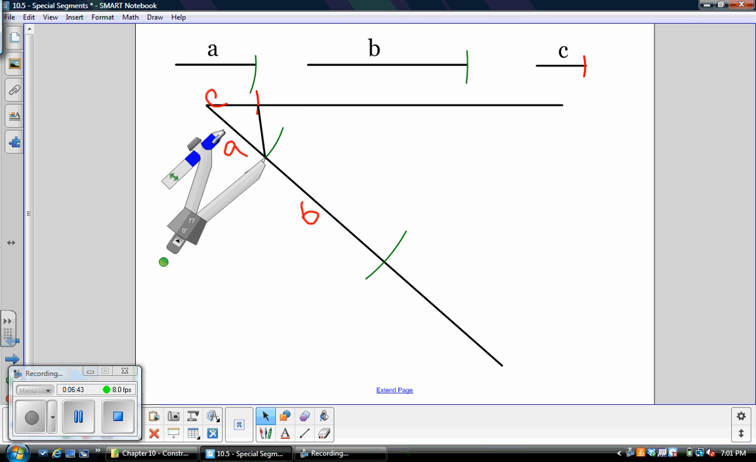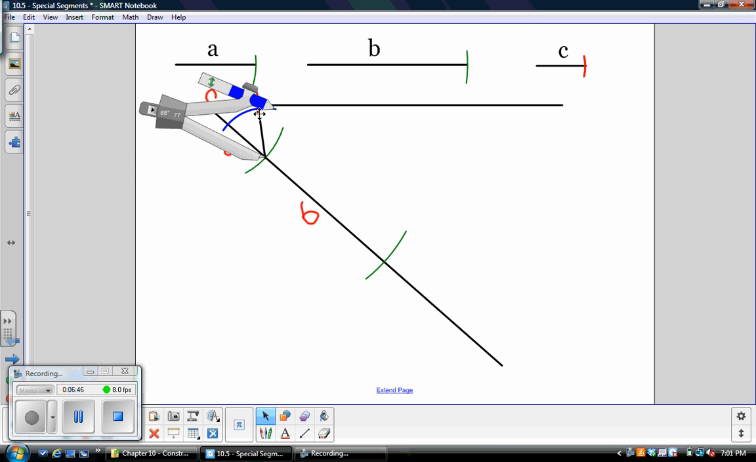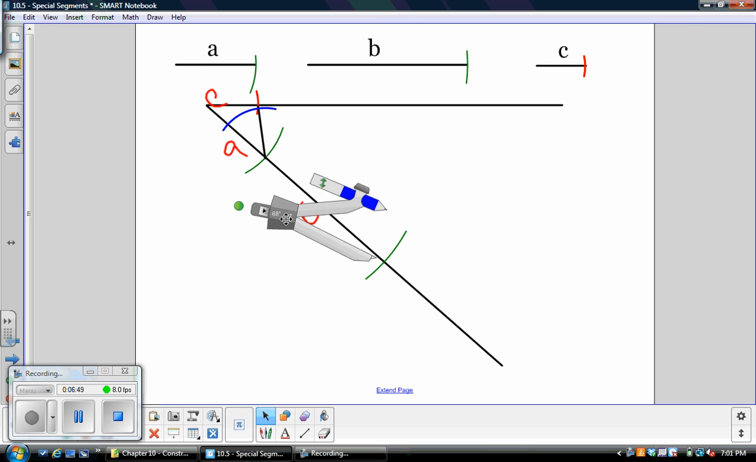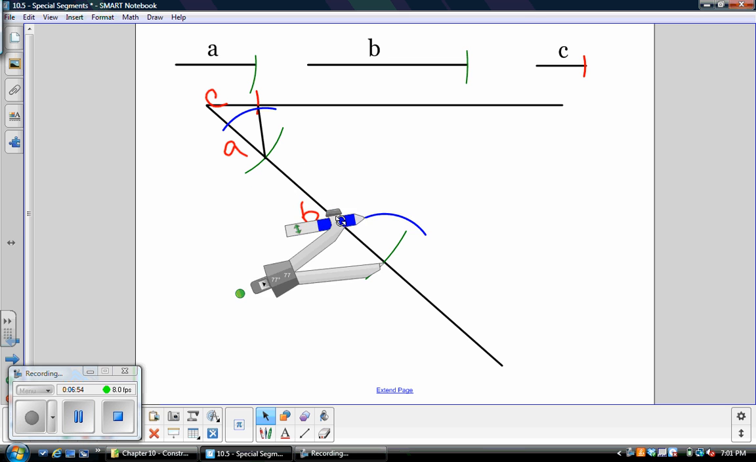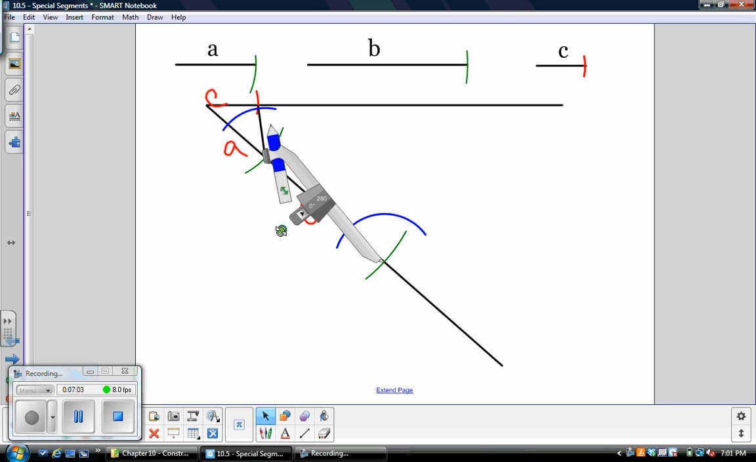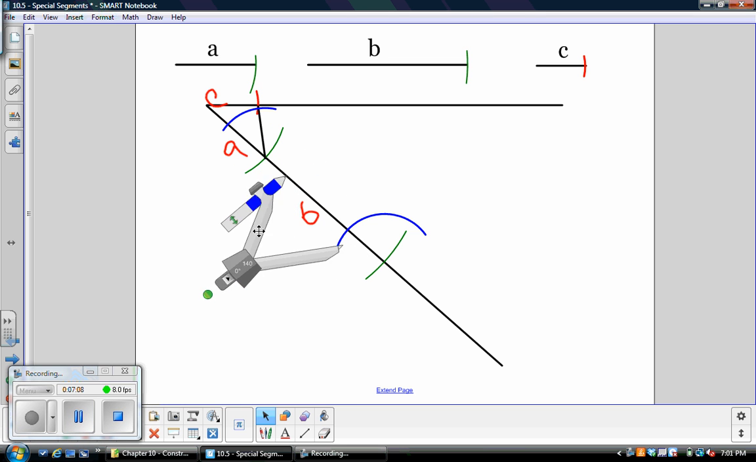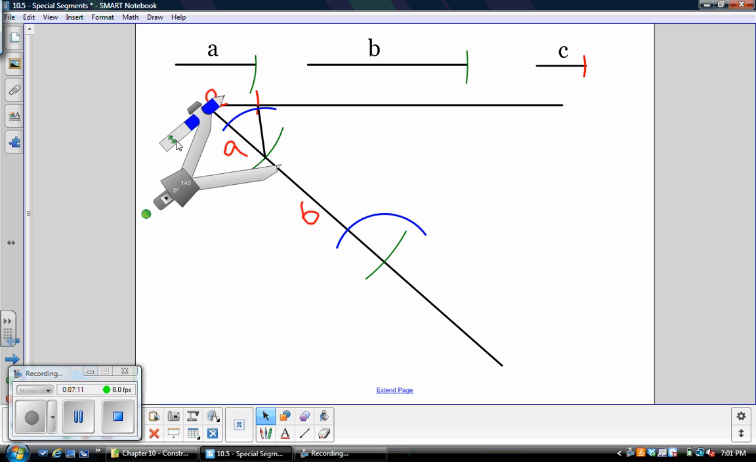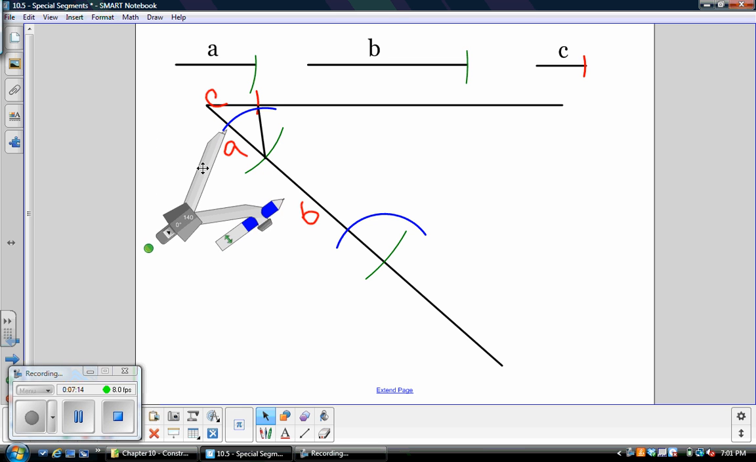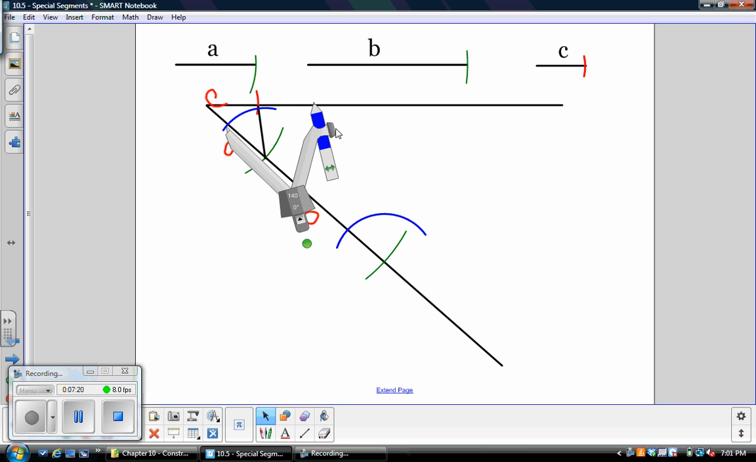You set your compass to a setting, go through and mark off. Using that same setting, go through, mark off. I like to make big marks. Make sure it goes through the vertex. Now using your compass, you're going to measure how big that angle is. So I'm going to take this over here. I'm going to measure how big that angle is. I'm going to take it over here. I'm going to make it a little bit less. Rotate it up.